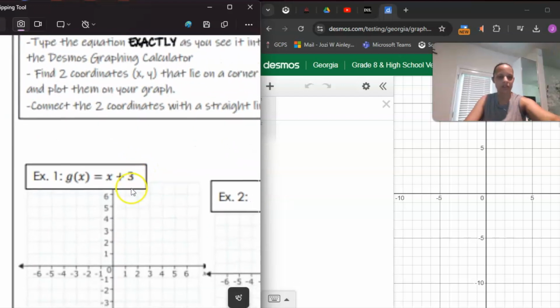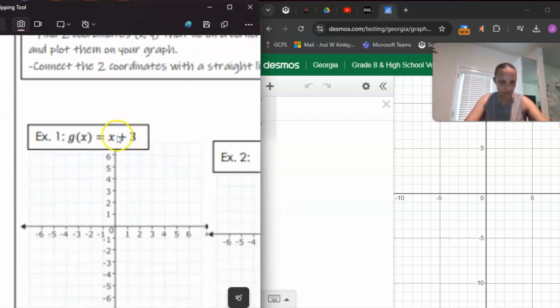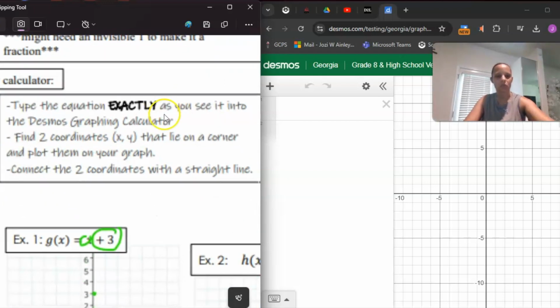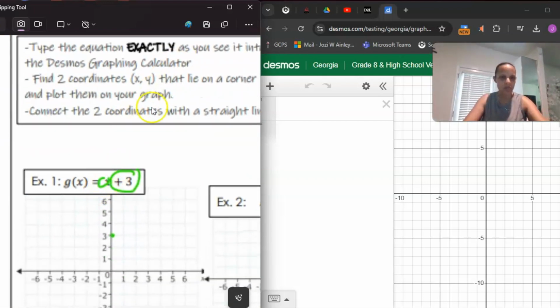Then plot the y-intercept. Where's the y-intercept happening? At positive 3. So this is the y-intercept right here. Then this is the slope, invisible one. So it starts at positive 3. I just plotted it. And then it says, use slope to create more points by rising and then running. You might need an invisible one to make it a fraction. So since there's no number here, we're going to go ahead and make it an invisible one. So it's going to be 1 over 1. What that means is you're going to go up 1, right 1, up 1, right 1, and keep plotting points. So boom, something like that.